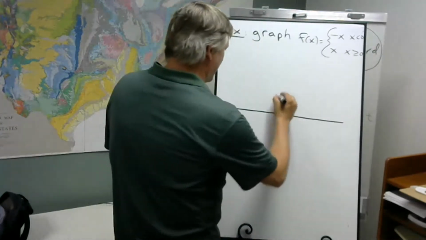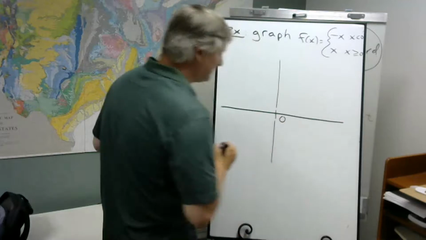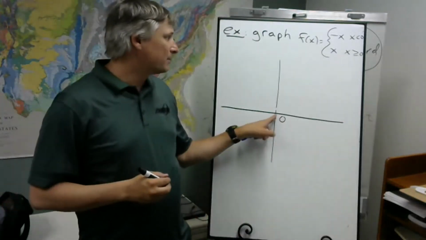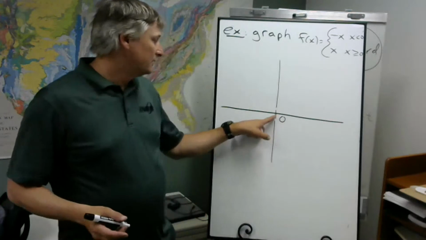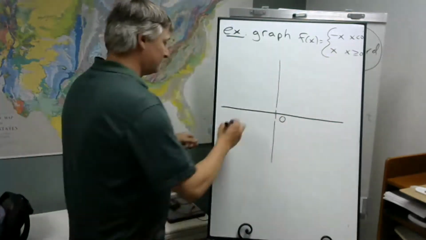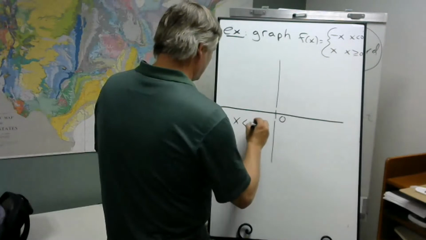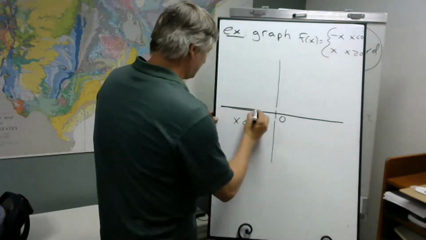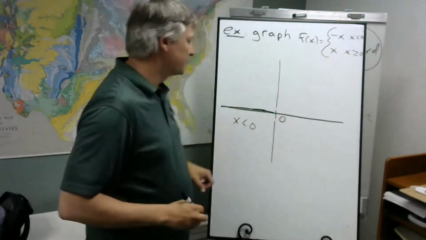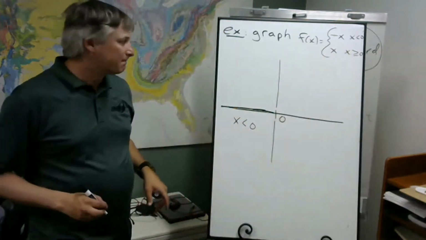Now we've got our y-axis. We can put that up here too. But the key thing is our number line's broken up into two parts. Left of 0, which is this, and then greater than or equal to 0. Let's deal with this one first.